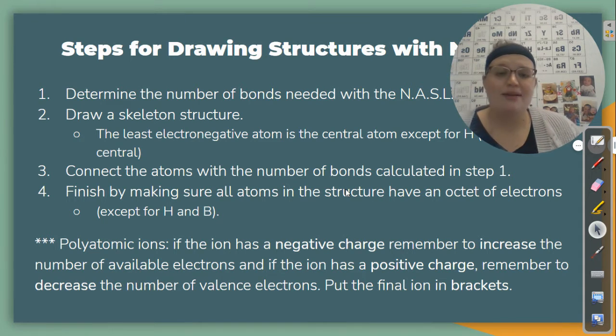You're going to connect all your atoms using the number of bonds, and then you're going to make sure everybody has an octet, and that's how you're going to figure out where your lone pairs go.